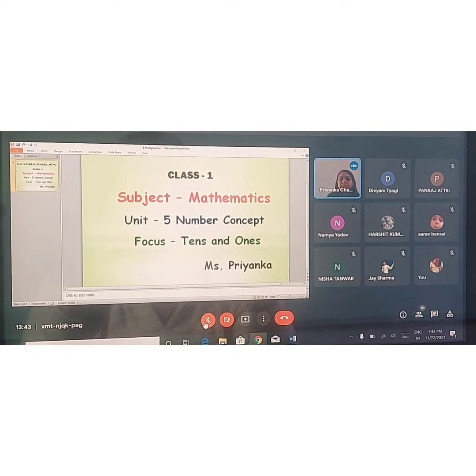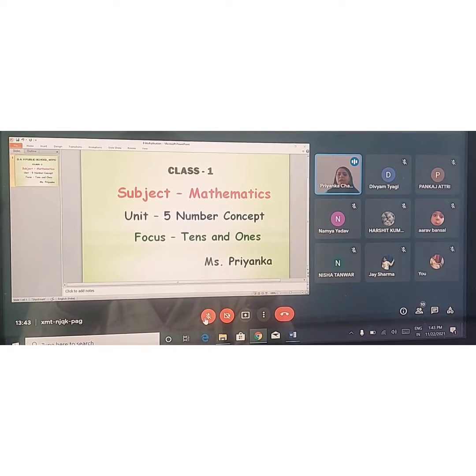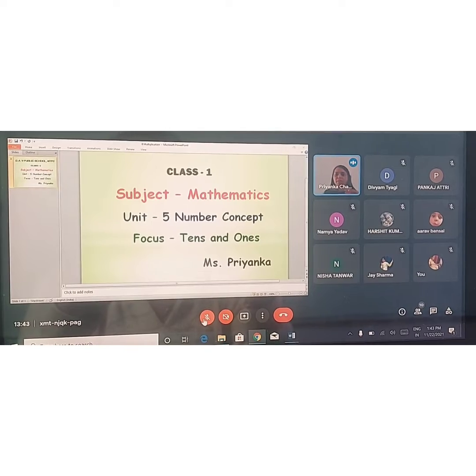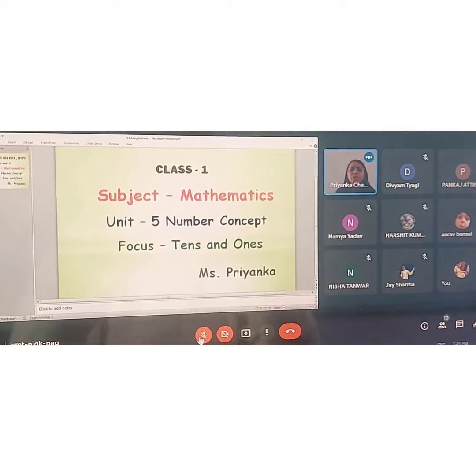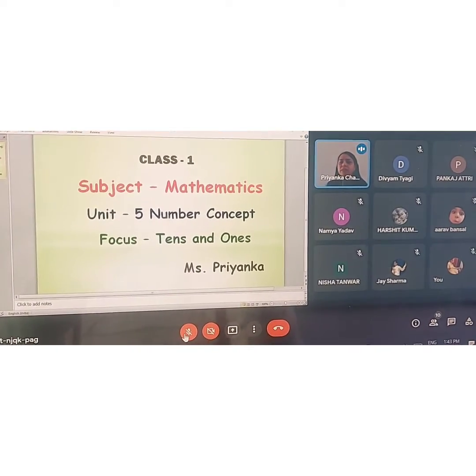Our topic is number concept and we are going to focus on tens and ones. Okay? So, see, I have an abacus in my hand. You can see the topic tens and ones. Now look at the abacus in my hand.